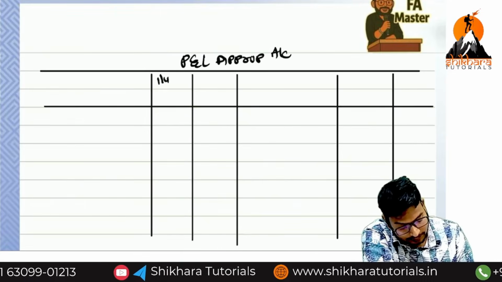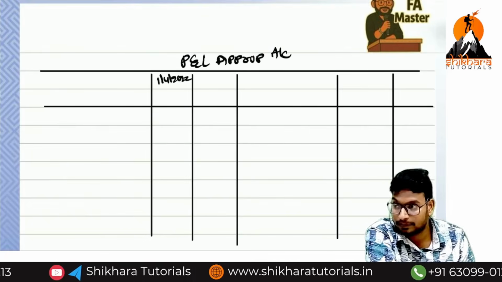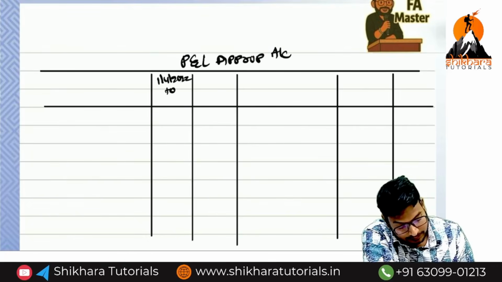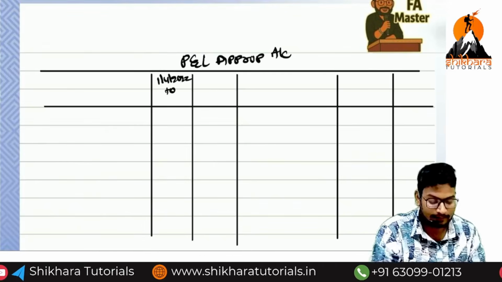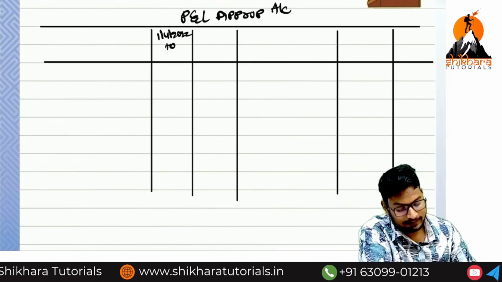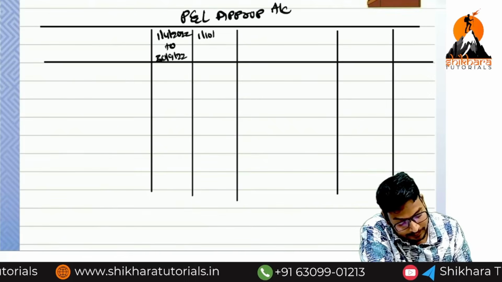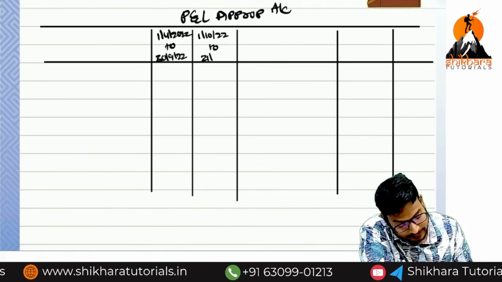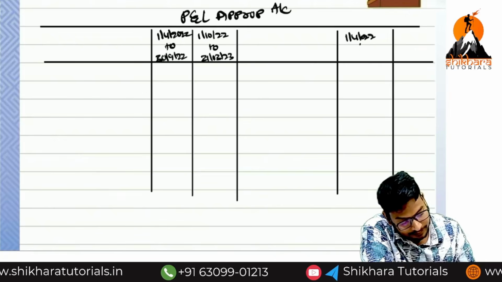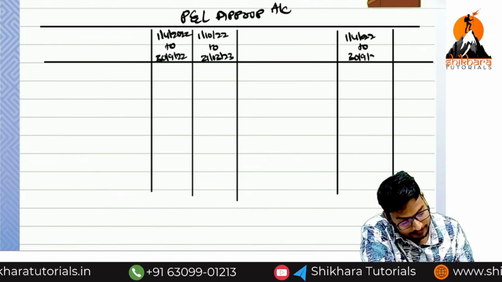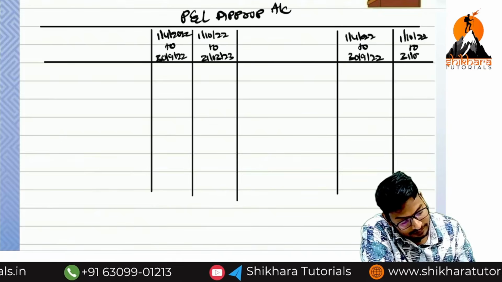So from 1/4/2022. What is the date of the death of the partner? Okay, next. From 1st April 2022 to 30th September 2022. And what is the beginning of the next one? 1/10/2022 to 31st March 2023. The same year. 1/4/2022 to 30th September 2022, and 1/10/2022 to 31st March 2023.